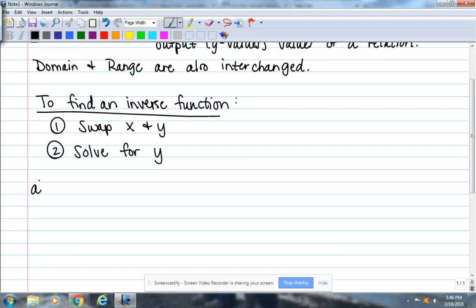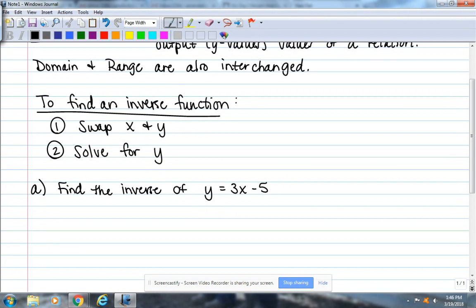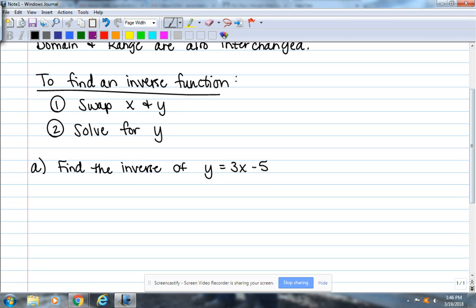All right, so to start with, they're going to say, find the inverse of y equals 3x minus 5. Find the inverse function of y equals 3x minus 5. You're going to do those two steps. Swap your x and your y, solve for y. So, this is how simple it is, y'all.